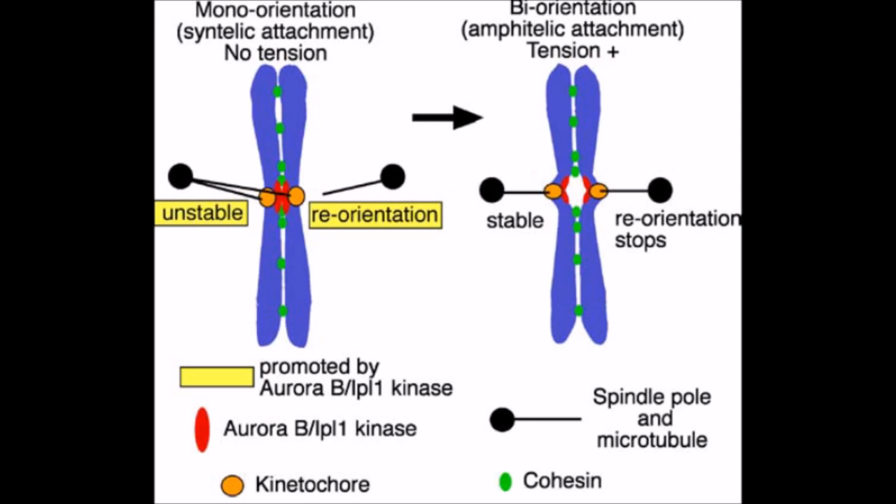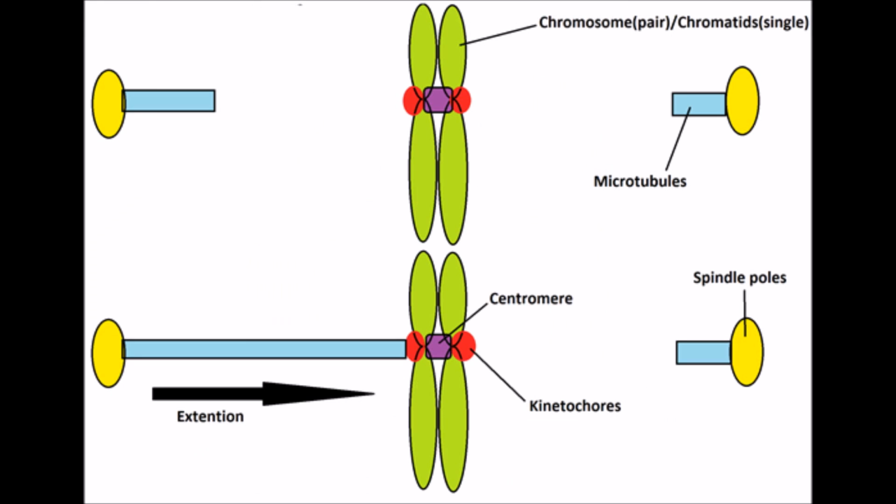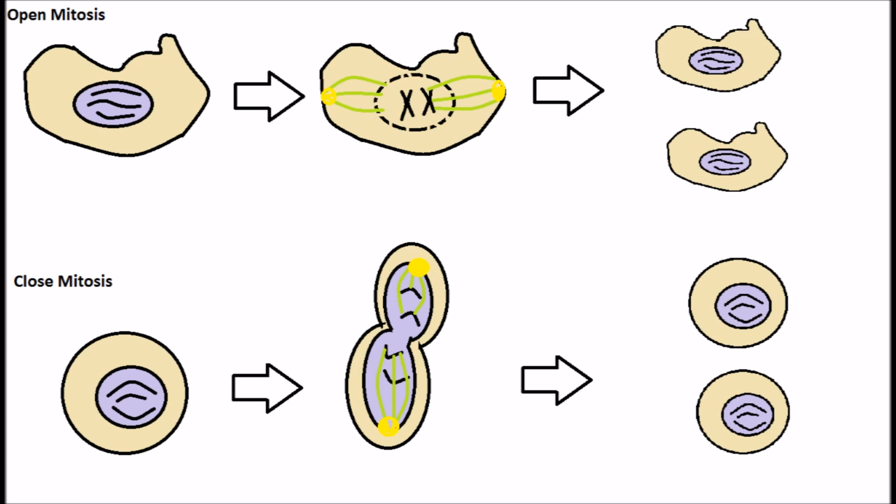But it's also important in medicine because when it goes wrong, it often leads to cancer and also various genetic diseases. Bi-orientation can only occur during mitosis, when the nuclear envelope is broken down. This allows the microtubules to extend from the spindle poles and interact within prometaphase, referred to as open mitosis. In yeast, the nuclear envelope is not broken down, and this can be referred to as closed mitosis.